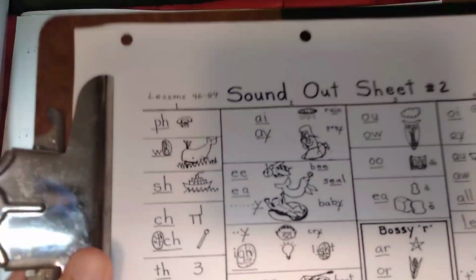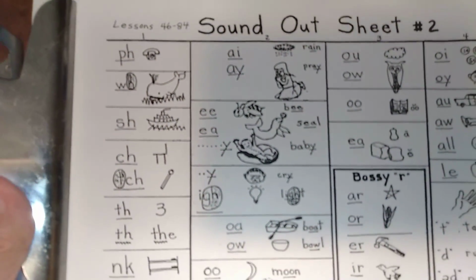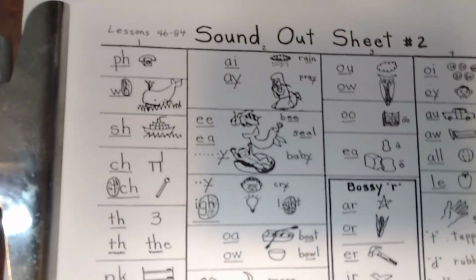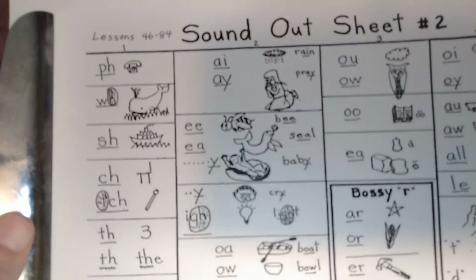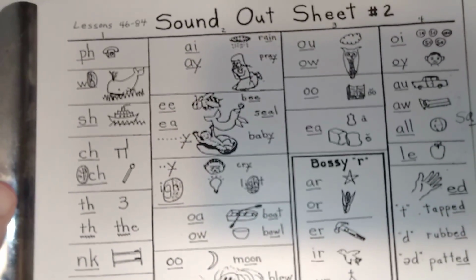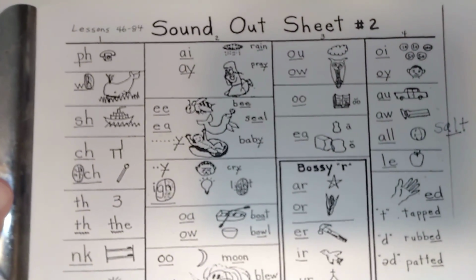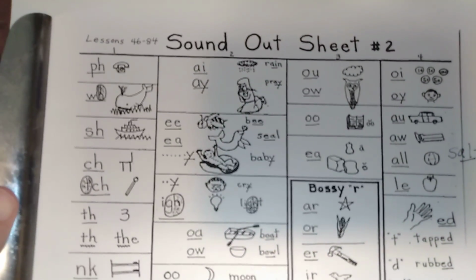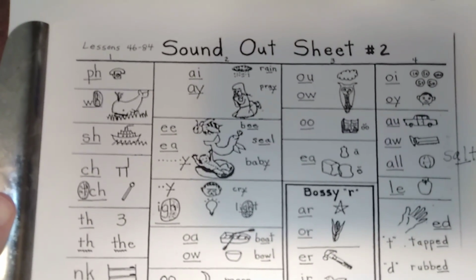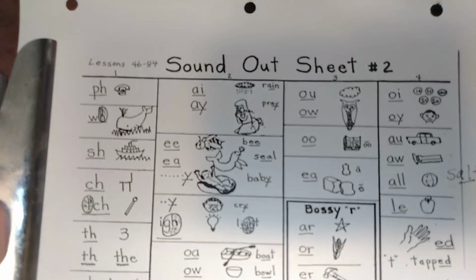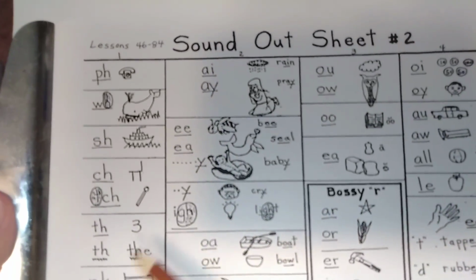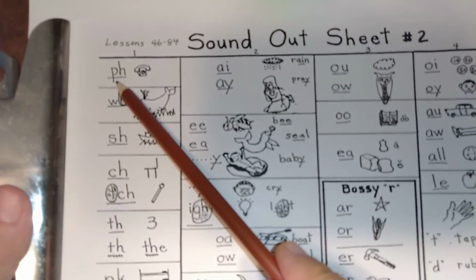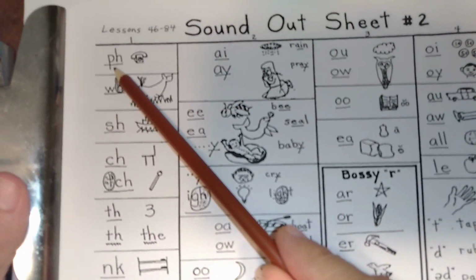A review of the sound out sheet sounds for those teachers that want to use this as a review. This is going to be my last time reviewing this, so teachers, you can go back to lessons 89, 88, 85A, 85B, and get the review. But here we go. Students, say these sounds before I do.